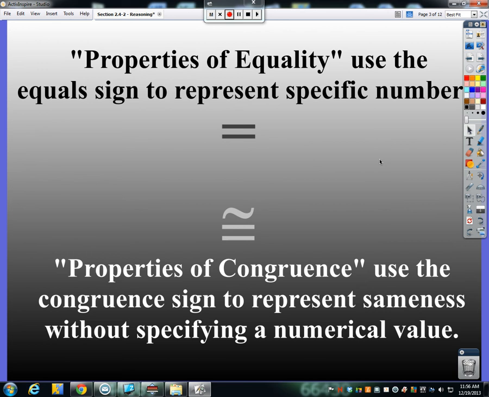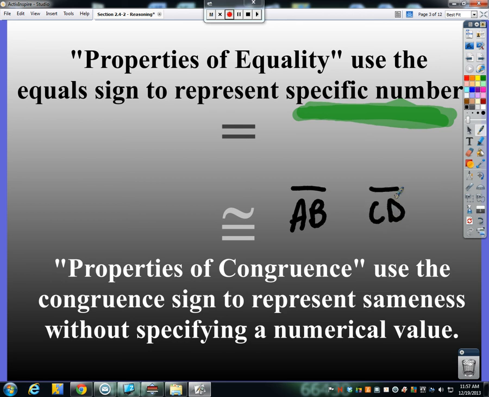Now, besides there being properties of equality, which use equal signs, the equal signs are primarily going to represent specific numerical values, okay? So we're talking numbers here. But we also have properties of congruence, where we're going to use the congruence sign. And the congruence sign is primarily used when we aren't referring to specific numerical values. So for example, if I had two segments, segment AB and segment CD, and all I'm saying is they're exactly the same. I'm not saying how long they are, but I'm saying that they are of equal value. Then I would use the congruence sign.